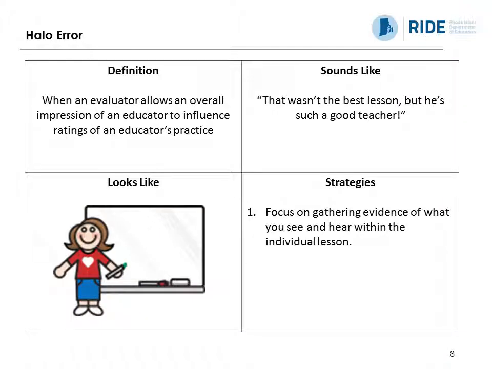As an evaluator, you might have certain overall impressions of an educator based on what you hear from others or what your first impressions are. If these impressions are allowed to influence your judgment, that might result in a halo error. For example, an evaluator might know that the educator is very proficient in using technology in the classroom, and they allow that to influence their other ratings. Like in the other scenarios described, it's important to focus just on what you see and hear within the individual lesson you are observing.